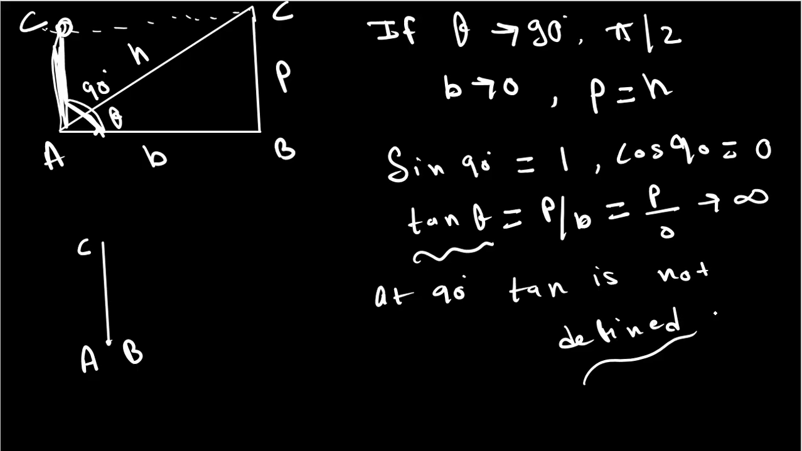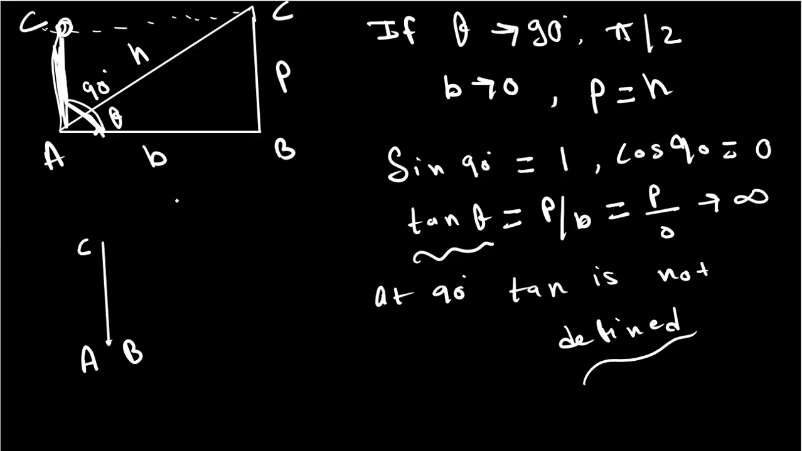So see, without any new theory, we have calculated the value of sine 0, cos 0, tan 0, sine pi by 2, cos pi by 2, tan pi by 2. So all these values we have calculated without using any new theory, just using simple geometry and our logic.